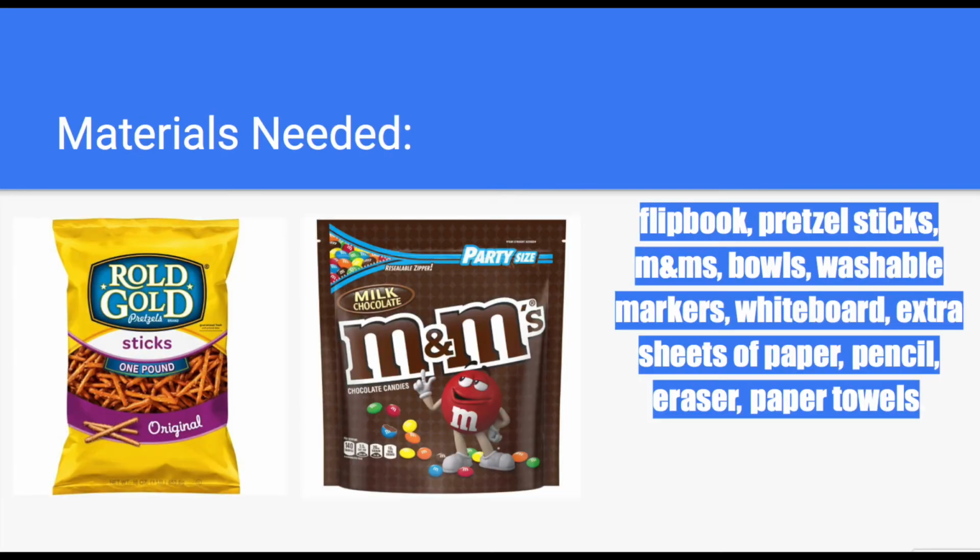So the materials needed for my game. The first thing is the flip book, which is something I've created for this game that I will go into in just a moment. But the main things that you're going to need for this game are pretzel sticks and M&Ms. When the students arrive in the classroom, I will have bowls of pretzel sticks and M&Ms at each table. And then they will need washable markers and extra sheets of white paper, which I will provide when the students arrive.